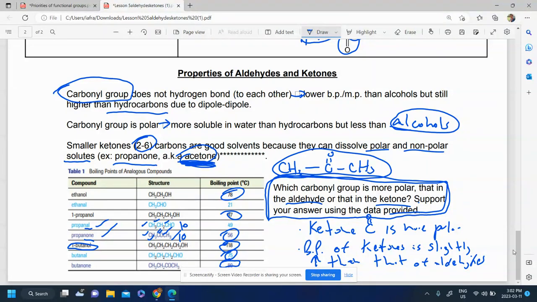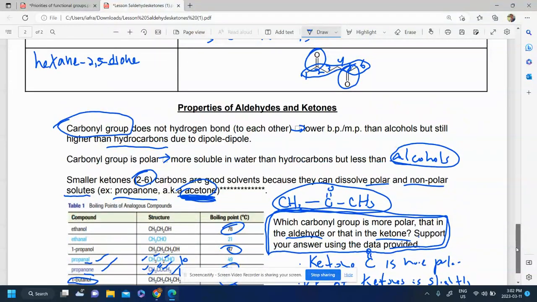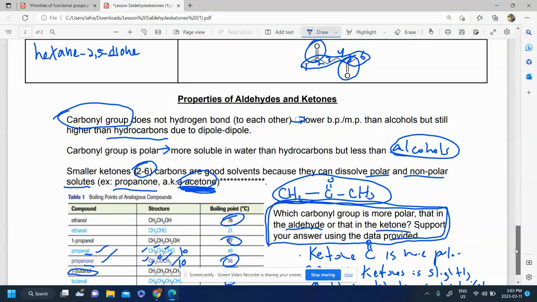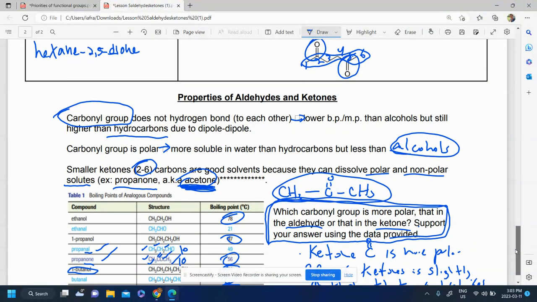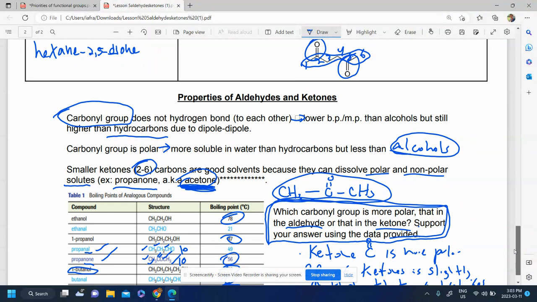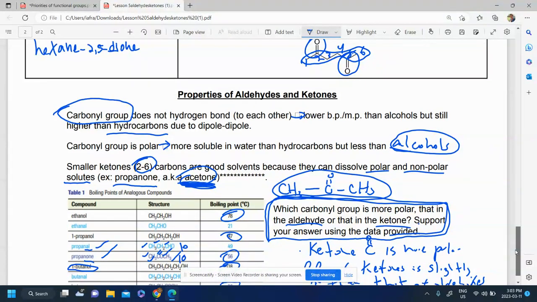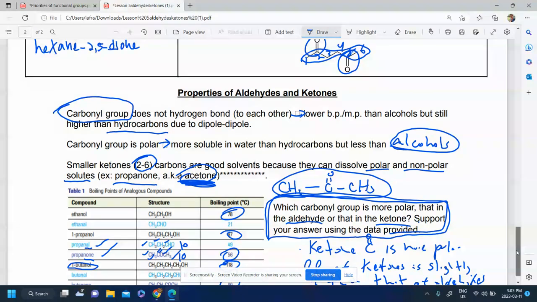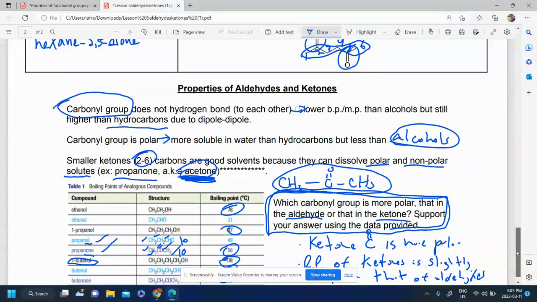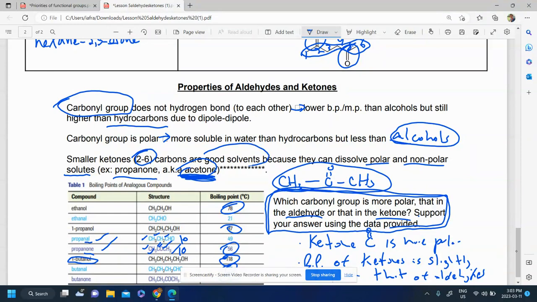So that was just a brief overview of the properties of ketones and aldehydes. Make sure you understand that they do dipole-dipole, but not hydrogen bonding. So that's why their boiling points and melting points are lower than that of alcohols, but still higher than that of hydrocarbons. Make sure you understand that they are soluble, but not as soluble as alcohols, again, because alcohols have that really good hydrogen bonding capability. And then we know that because ketones contain polar and nonpolar parts, they're often used as good solvents in labs because they can dissolve both polar and nonpolar solutes.